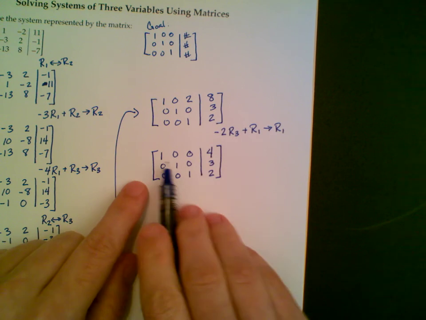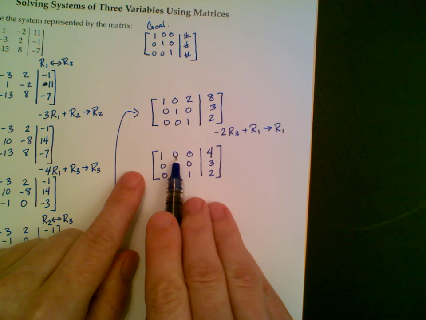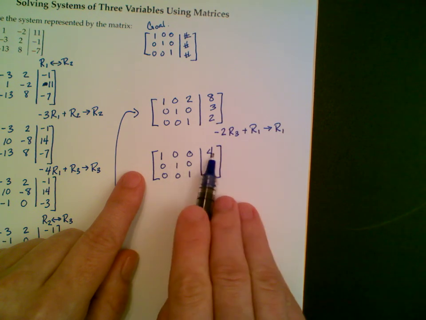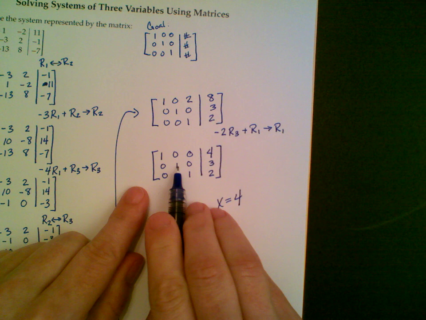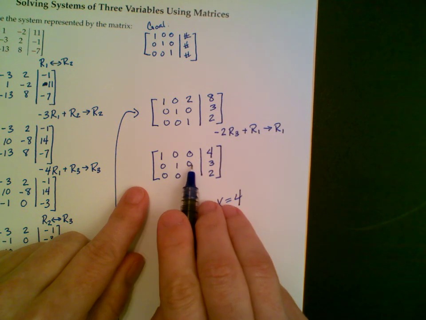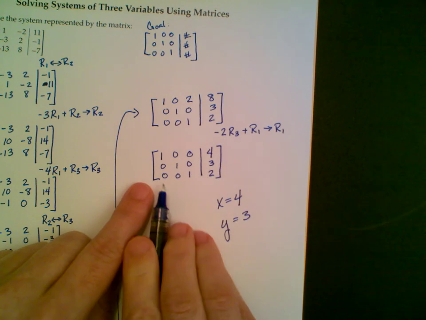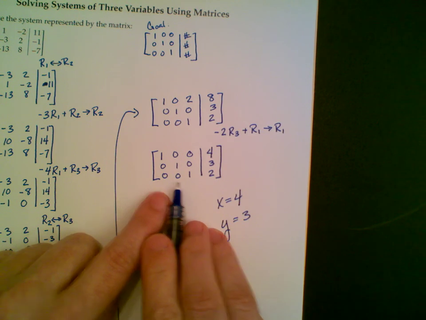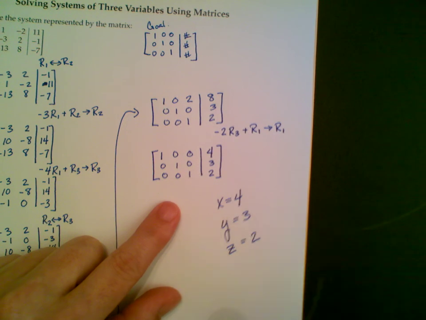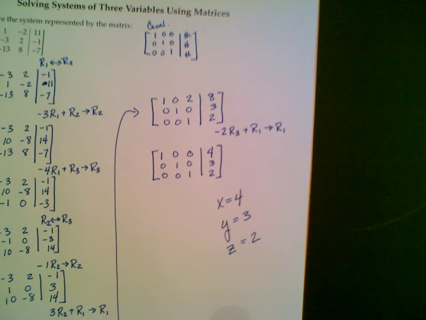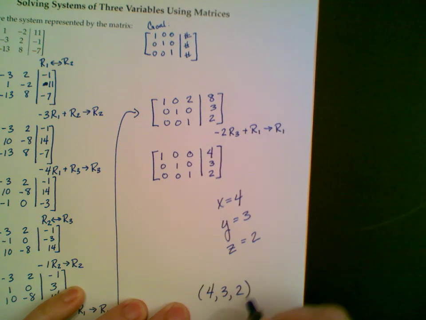All right, and now this matrix represents the system of equations 1x plus 0y plus 0z equals 4. That means x equals 4. 0x plus 1y plus 0z equals 3. That means y equals 3. 0x plus 0y plus 1z equals 2. That means z equals 2. So that gives us the three-dimensional point 4, 3, 2.